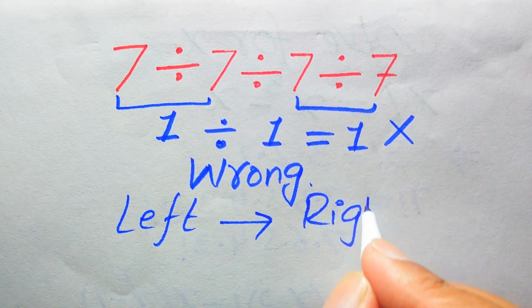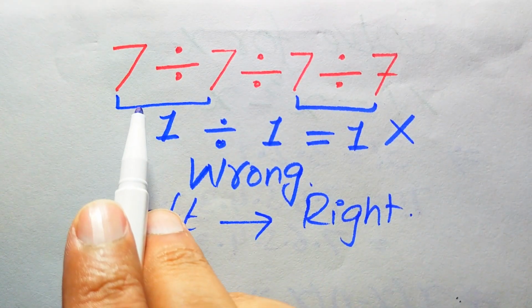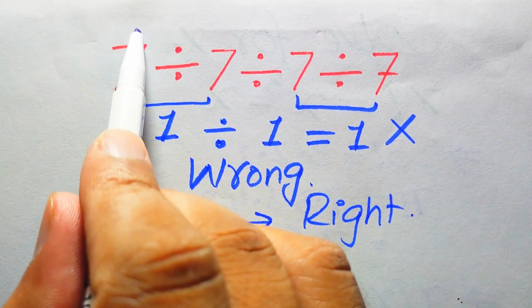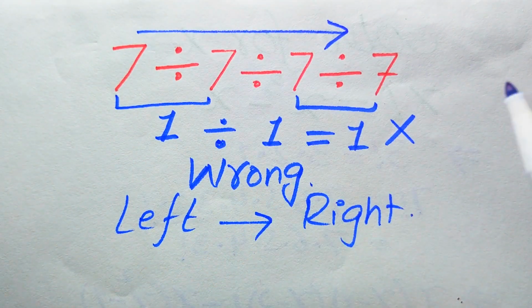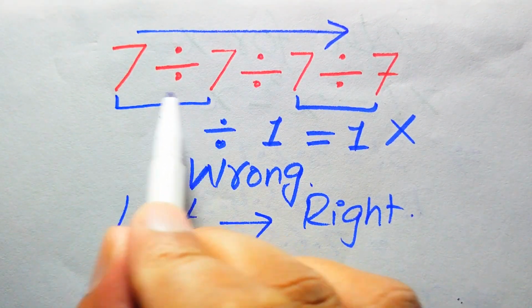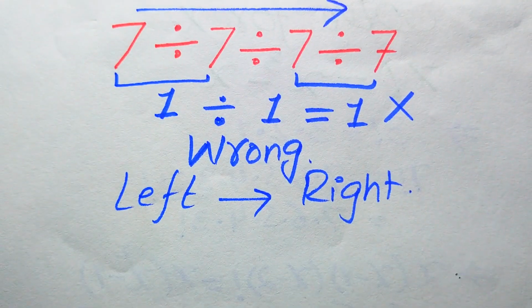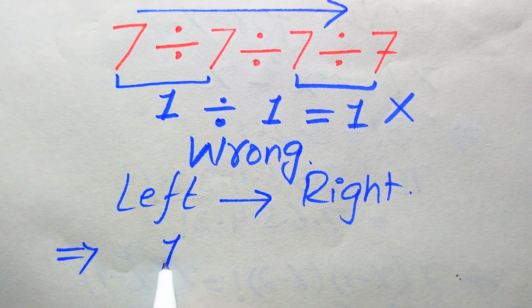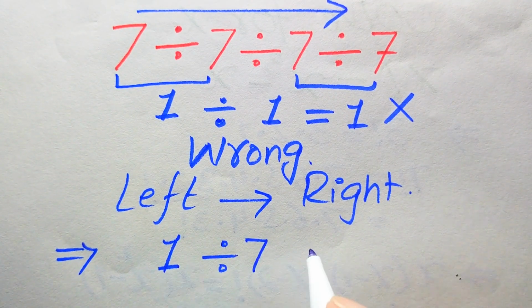It means that first we solve the terms from the left and we move towards the right. Okay, we move from left to the right side. So first we can divide 7 and 7, and when we divide this 7 by 7 we get 1, and we write all the other terms as they are here.